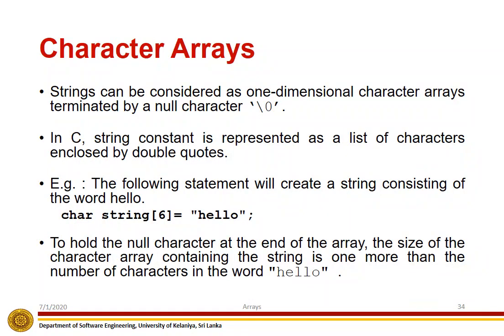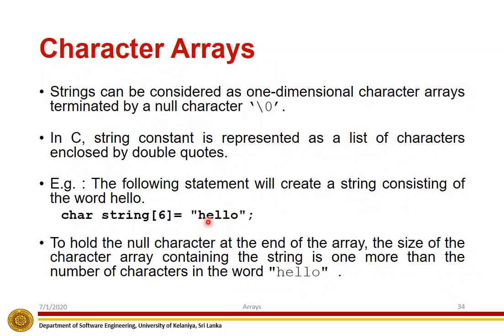Now we will see some details about character arrays. Strings can be considered as one-dimensional character arrays terminated by a null character. In C, a string constant is represented as a list of characters enclosed by double quotes. In here on the slide you can see an example, char string 6. So the type of the array is char, character type array, and the array name is string, and it can hold 6 values.